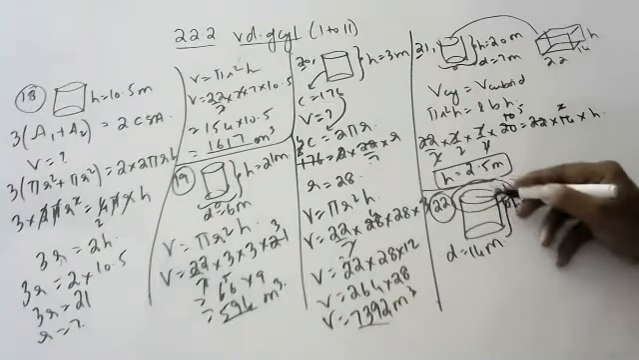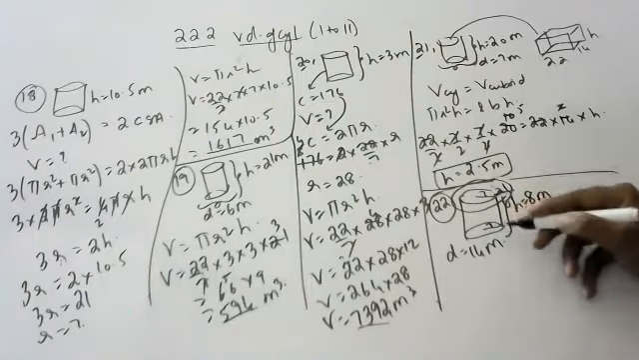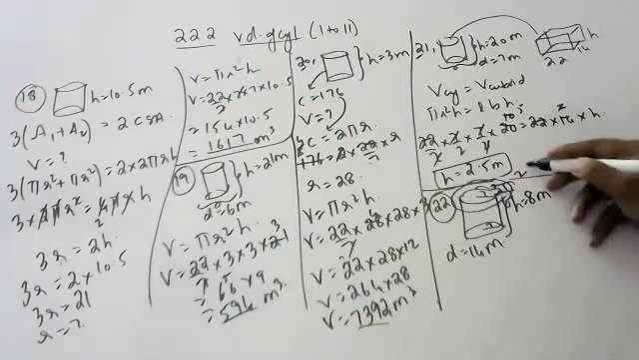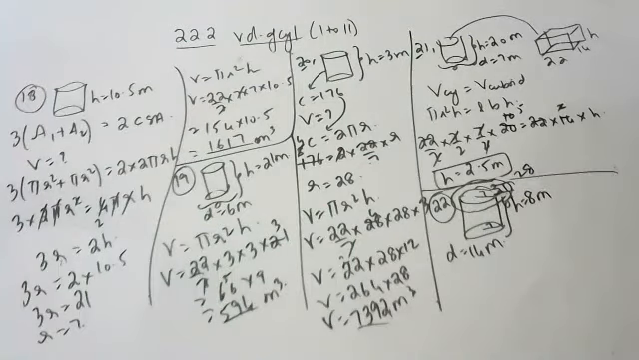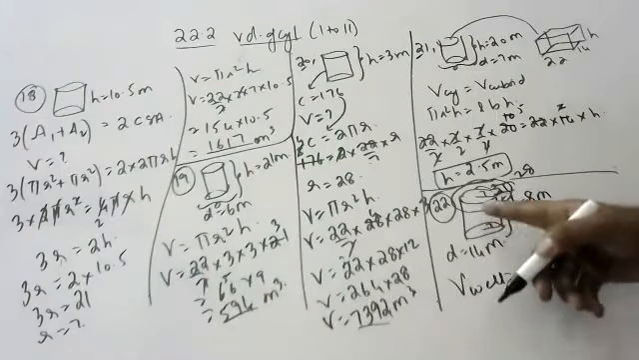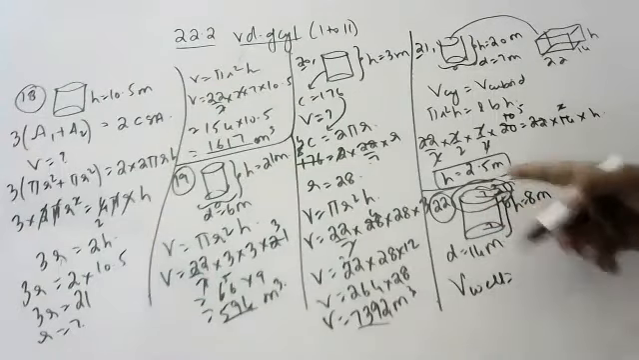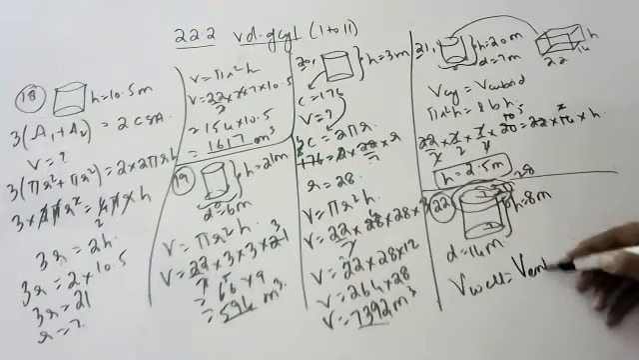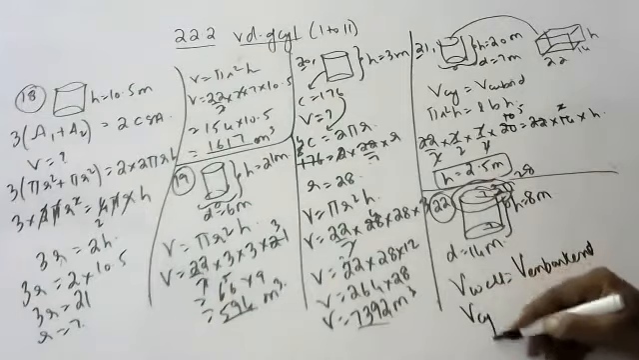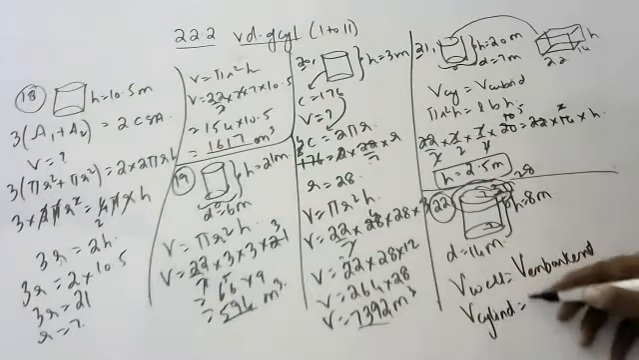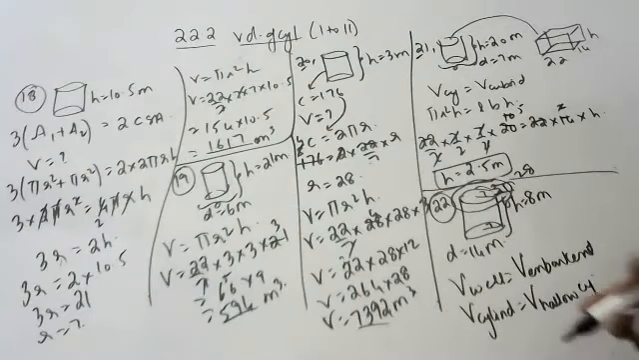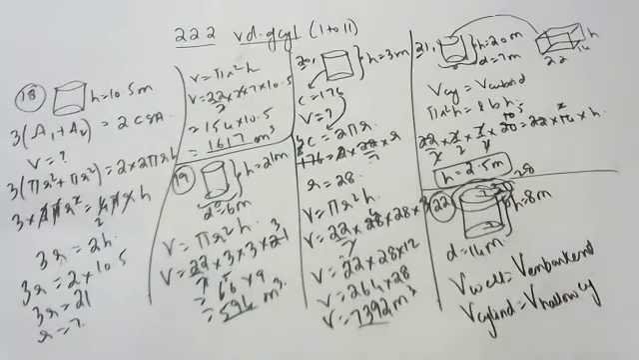Internal radius is 7. External radius will be how much? 7 plus 21, 28. So the volume of the well is equal to whatever sand they have taken out, and this is used in construction of the embankment. Volume of well equals volume of embankment. The well is a cylinder. The embankment is a hollow cylinder. Now we have to do this.